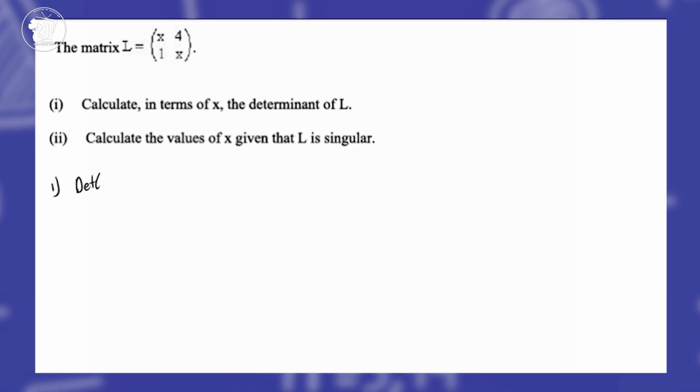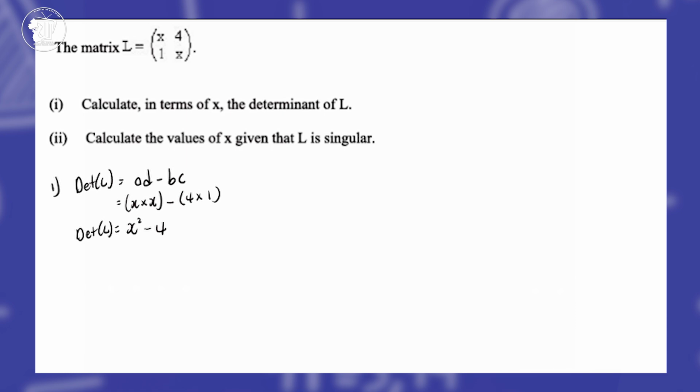The determinant of L would be, the formula is AD minus BC. So AD would be x multiplied by, this is A, this is D, so it's x multiplied by x. Subtract B, which is 4, multiplied by C, which is 1. So x times x would be x squared, minus 4 times 1 would be 4. So the determinant of L would be x squared minus 4.